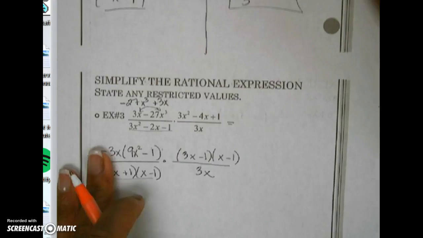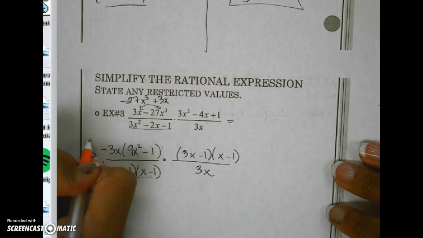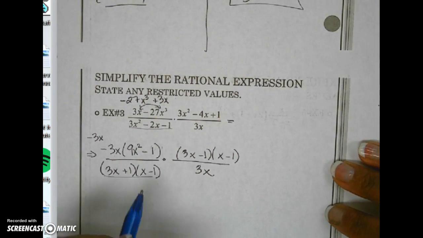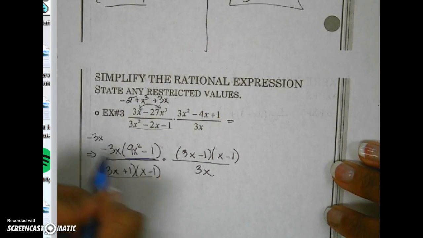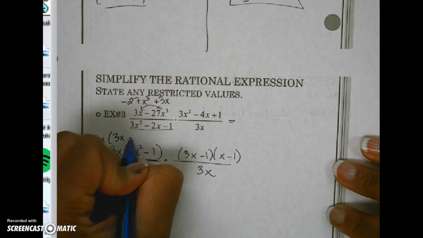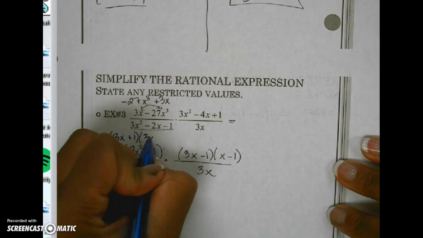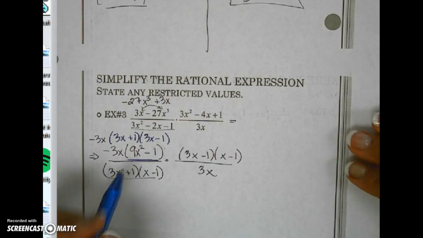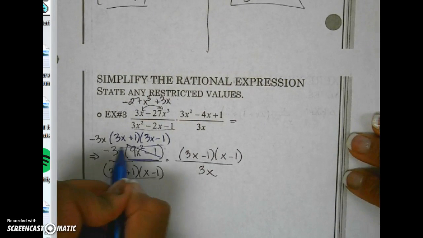Difference of 2 squares. So, this negative 3x, nothing I can do with that. But, beautiful people, I can factor this a little bit more. So this factors to 3x plus 1 times 3x minus 1. Grand. So this is now this.